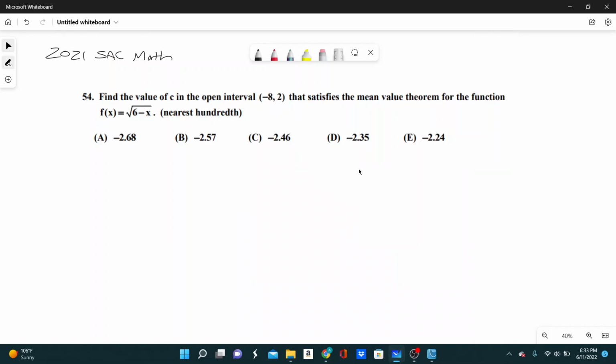Number 54. Find the value of c in the open interval -8 to 2 that satisfies the mean value theorem for the function f of x equals the square root of 6 minus x.